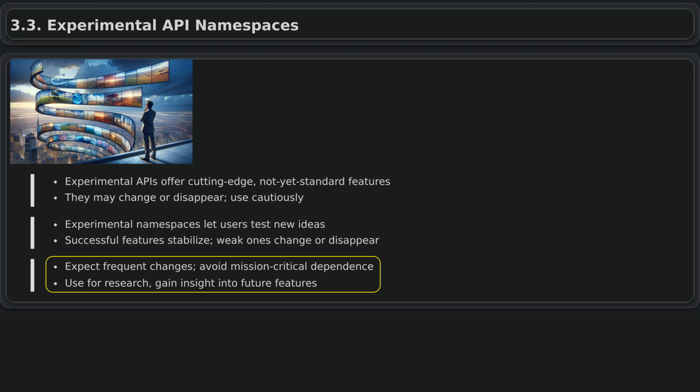Plan for frequent testing and updates, and avoid relying on these features for critical systems unless you have a clear migration strategy. It is safer to use them in non-production contexts, such as research branches, and clearly mark that they are not ready for live use. Still, watching these experimental areas can be valuable because they reveal likely future directions and help you prepare for upcoming tools.